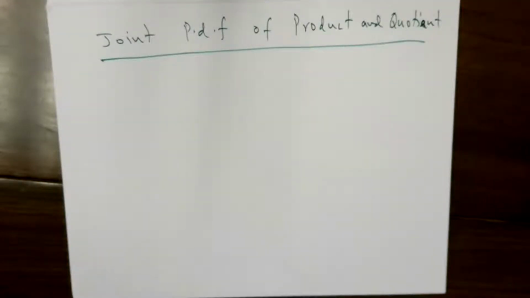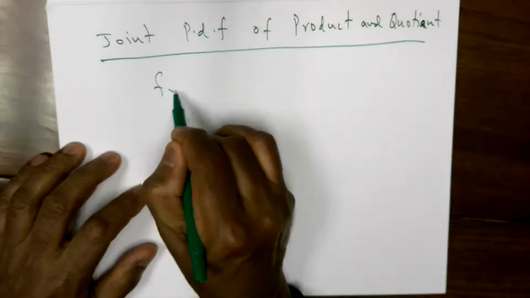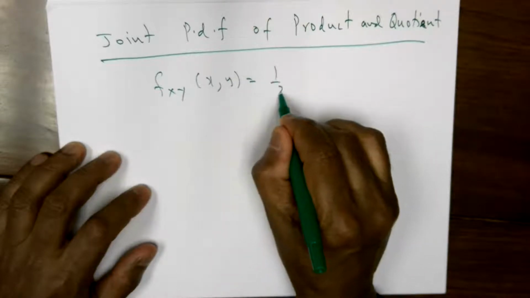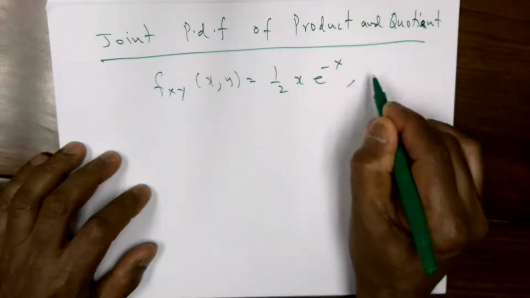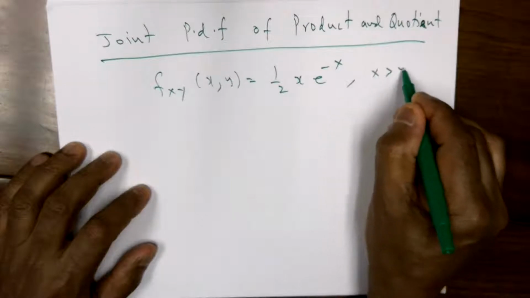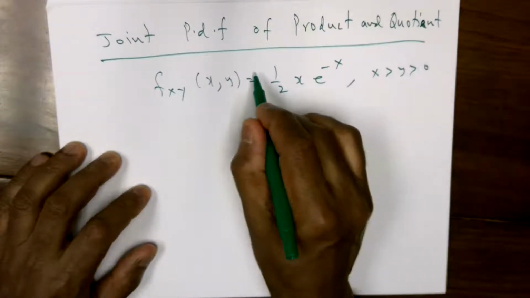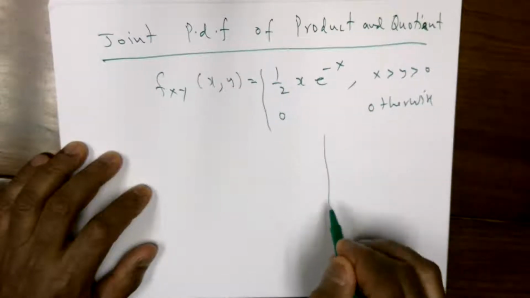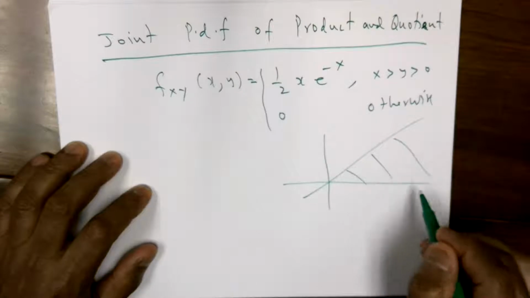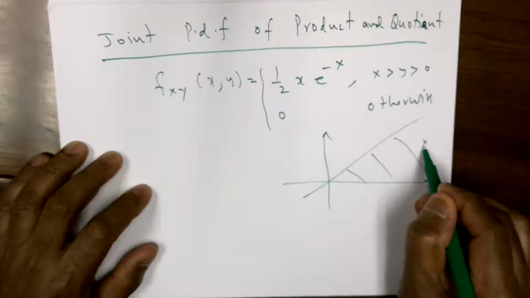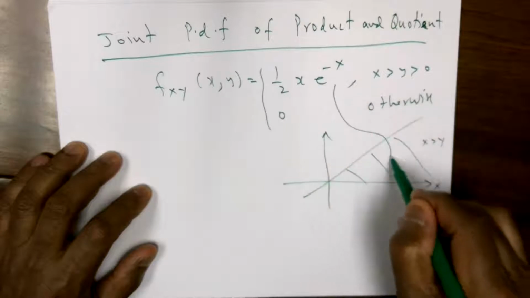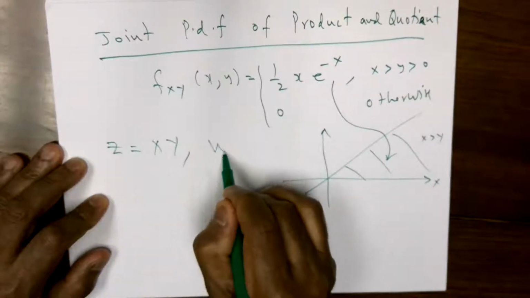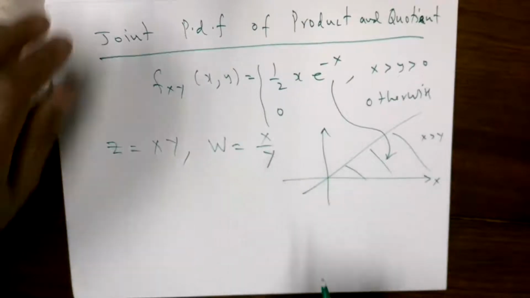So consider this problem where you have a joint PDF of X and Y given to be (1/2) x e^(-x) for x greater than y greater than 0, and 0 otherwise. So the joint PDF is valid in this region. This is x, this is y, so this is where x is greater than y. You have this function, and Z is given to be the product, and W is going to be the quotient.